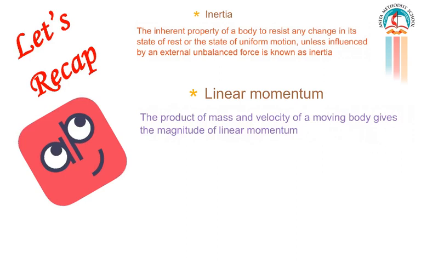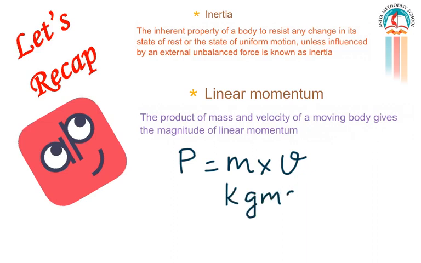Then we learnt about linear momentum. What is linear momentum? The product of mass and velocity of a moving body gives the magnitude of linear momentum. And the formula for linear momentum is P is equal to m into v, that is mass into velocity, where the unit for mass is kilogram and for velocity it is meter per second.